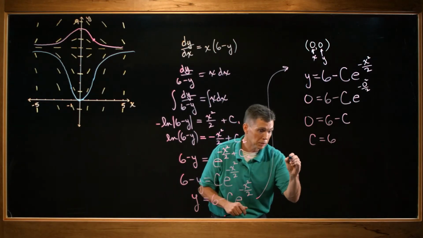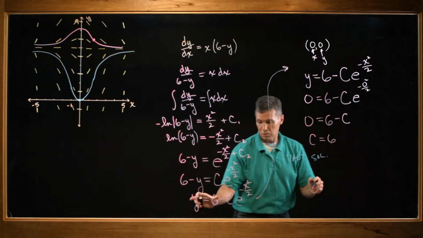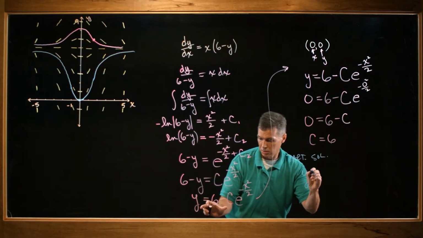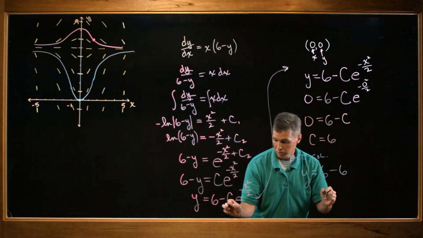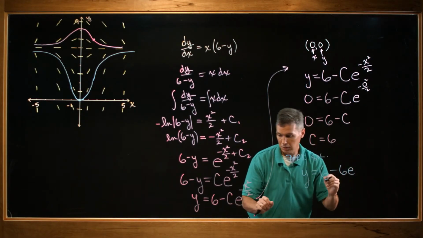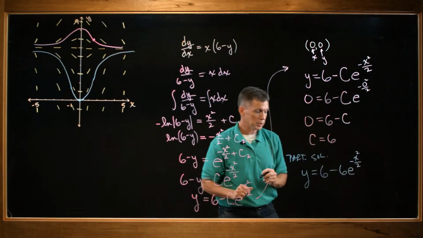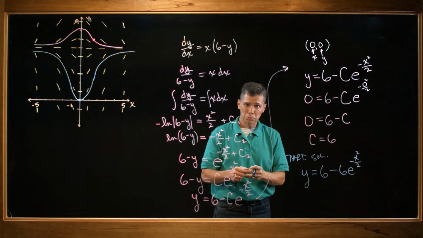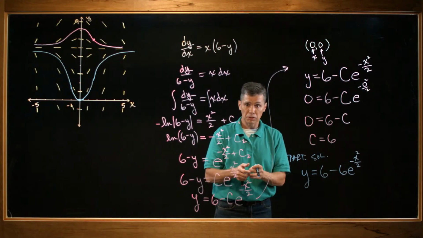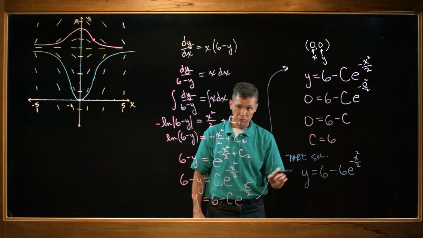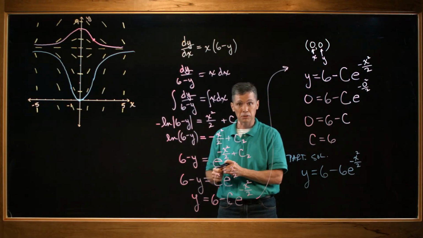What that tells me then is my particular solution is my general solution with this value of 6 in for c: y equals 6 minus 6 e raised to the minus x squared over 2 power. So that's the second part of this problem, is to find that particular solution. And the third part is to use a graphing utility to kind of compare. Now we have something specific to put into our graphing utility, and we're going to see how close we got on our first approach with the slope field.